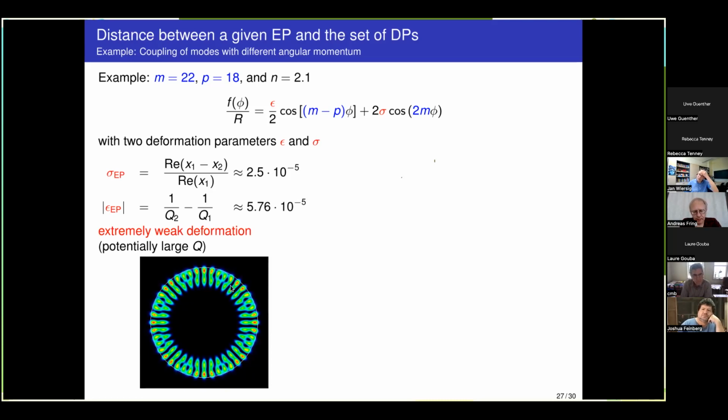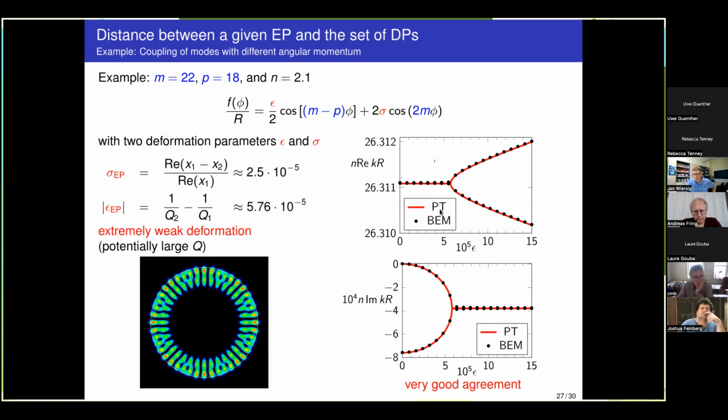Now, the people working with microcavities, when you tell them a weak deformation is sufficient to make an exceptional point, they say, oh, great, because usually a strong deformation spoils the quality factors, so spoils the long photon lifetimes in the cavity. So here you can say, okay, potentially you stay with a large quality factor. This is, by the way, the mode at the exceptional point, the single mode exceptional point.